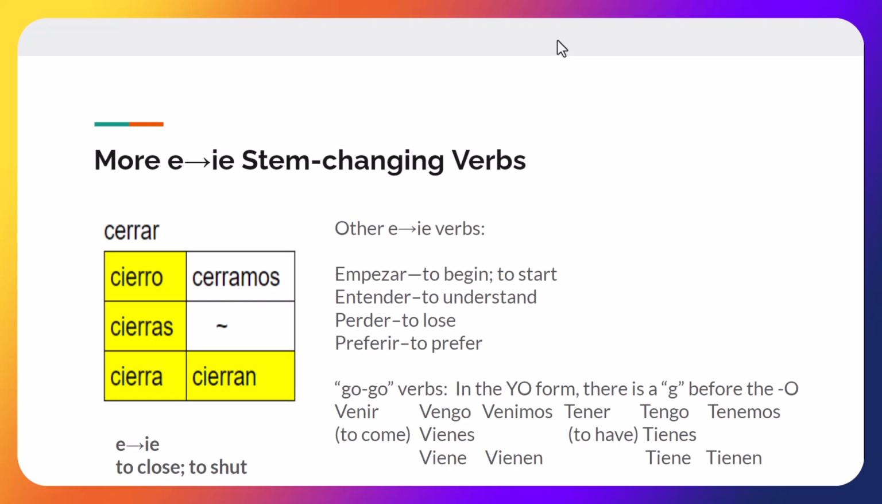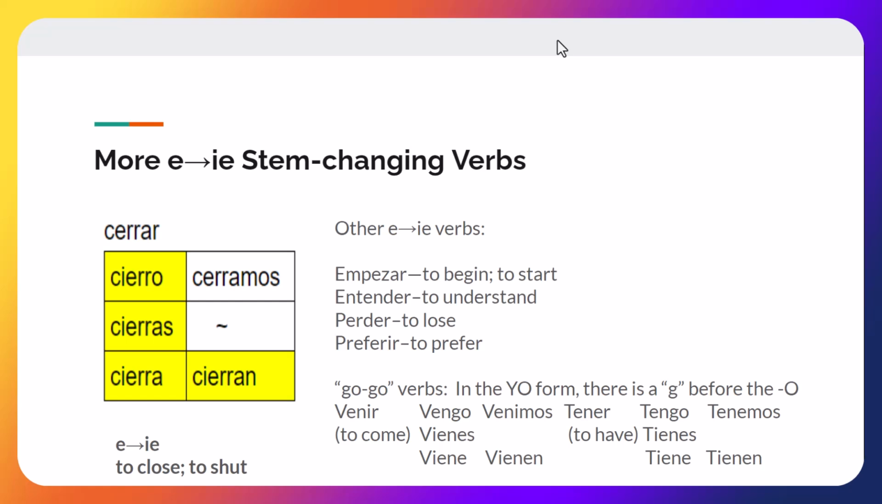All right, now let's look at a couple of go-go verbs. Remember I told you that if there is a go-go verb, then there will be a G before the O in the yo form. And I've got two examples here. Notice that these are E to IE stem changing verbs. However, we're not going to make that stem change in the yo form on these. Instead, we're going to be sure to put the G before the O.